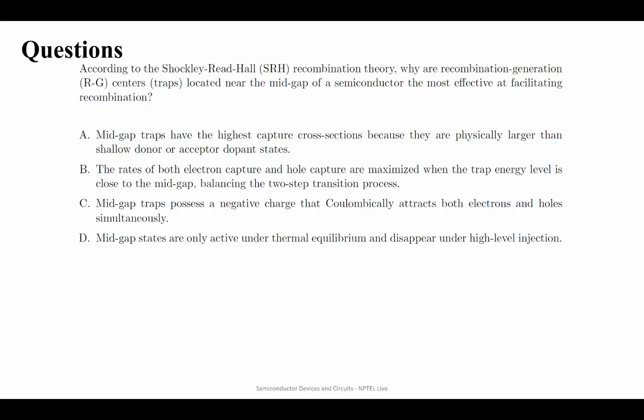According to the Shockley-Read-Hall (SRH) recombination theory, why are recombination-generation (RG) centers located near the mid-gap of the semiconductor the most effective at facilitating recombination? Mid-gap traps have the highest capture cross sections because they are physically larger than shallow donor or acceptor dopant states. The rate of both electron capture and hole capture are maximized when the trap energy level is close to mid-gap, balancing the two-step transition process.